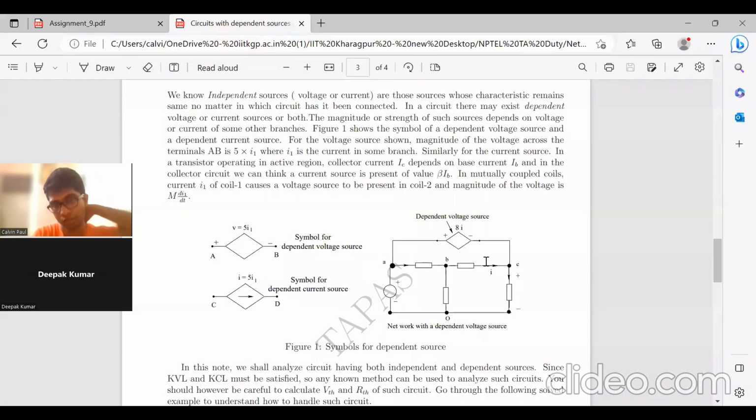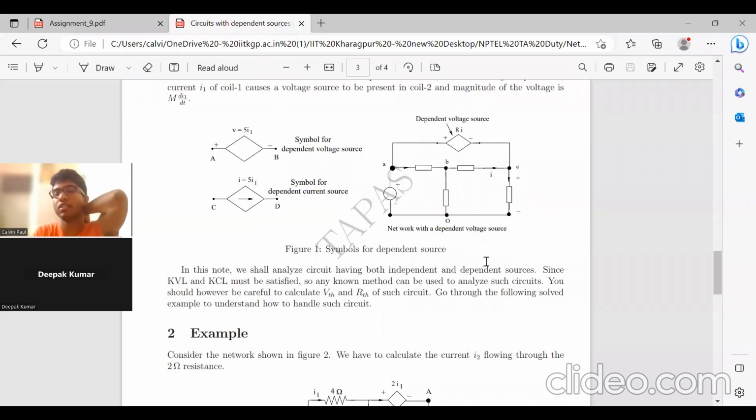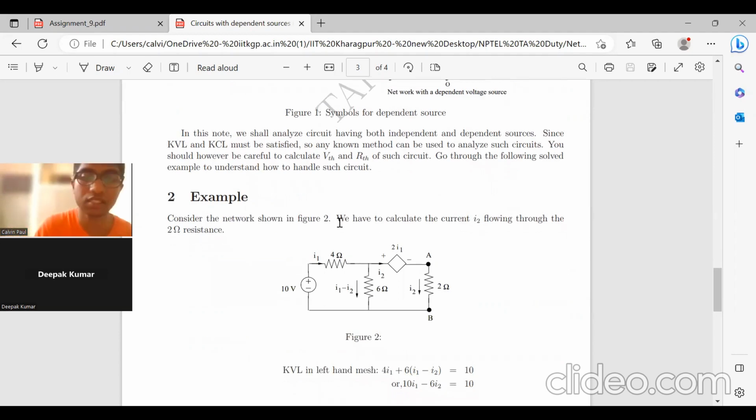Now what we will do is analyze circuits which have both independent and dependent sources. KVL and KCL have to be satisfied in these circuits, so the theorems which we have studied, like Thevenin's theorem and Norton's theorem, should all be valid, and we can use them to analyze our circuits. Now we will learn how to find the Thevenin voltage and the Thevenin resistance of a particular circuit. So we will consider this circuit over here.